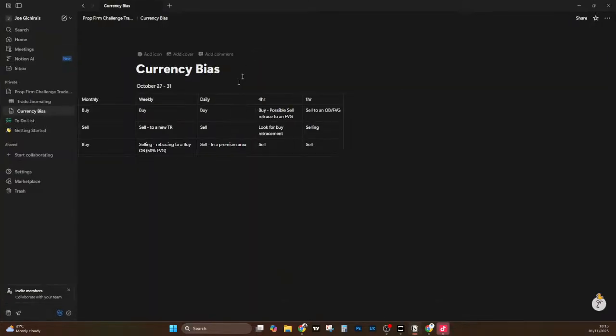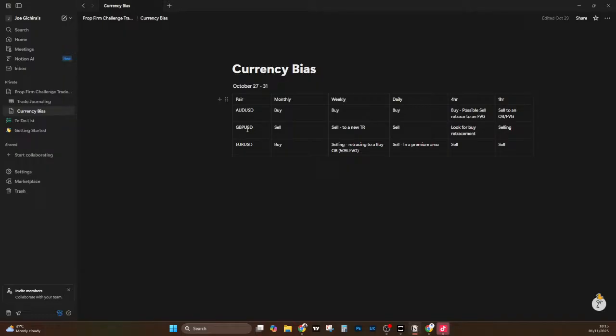So this is how I journal. We start with GU. So GU monthly, we are doing what? We are selling. Okay, this is last week's. So I'll just update this to November.